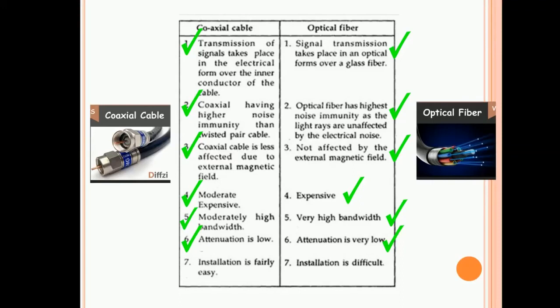Then coaxial cable, the installation is fairly easy. Since the coaxial cable wire won't get broken, the installation is very, very easy. But whereas fixing an optical fiber under the ground is very, very difficult. Why? It may get broken. So installation is very, very difficult. That's why I said, to install the optical fiber we need a technical team.